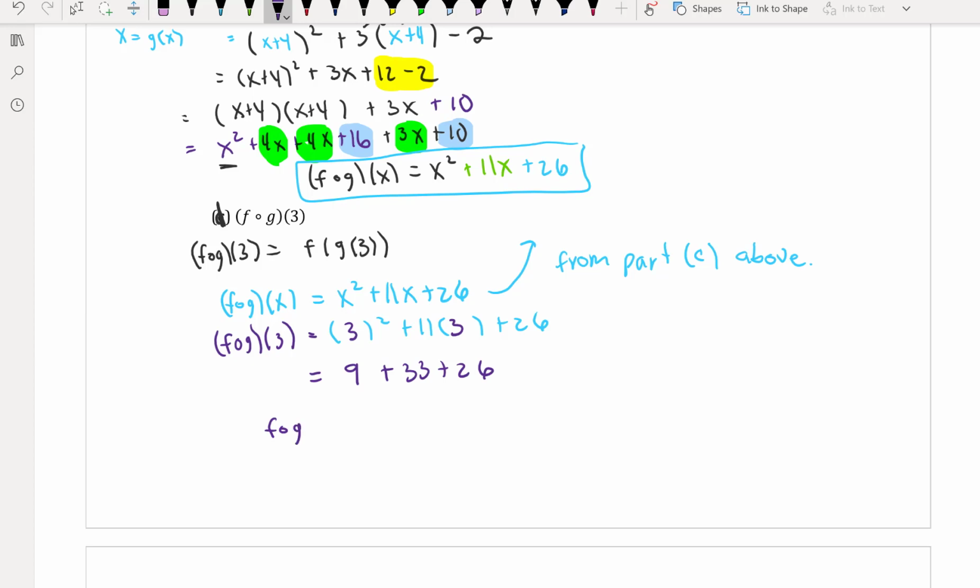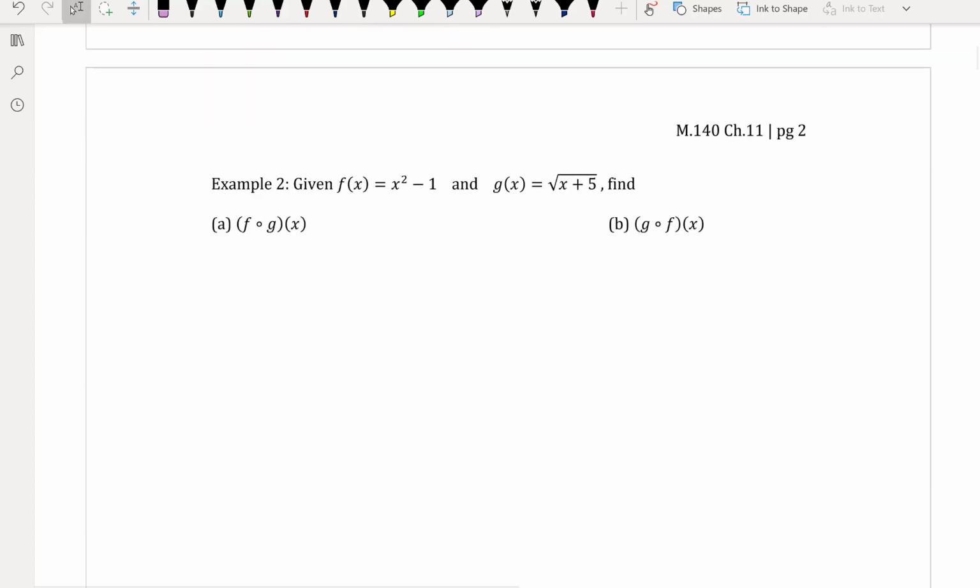Then f composed with g with respect to 3 is just going to be the addition of all those numbers. So 9 plus 33 plus 26, and I get a total of 68. And so that ends up becoming my final answer. Okay? So that's a nice little introduction to our composition of functions. Now we're going to take this a step further, okay?